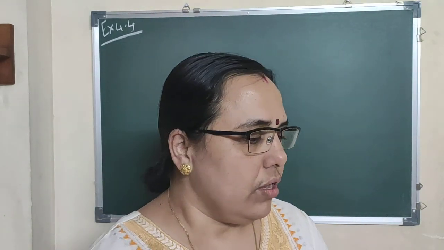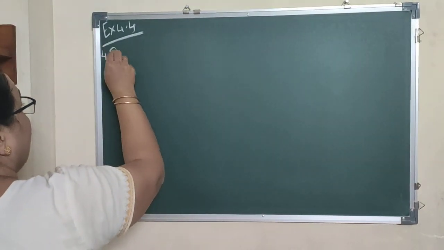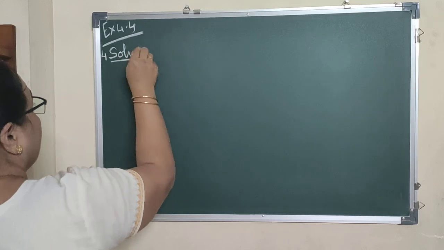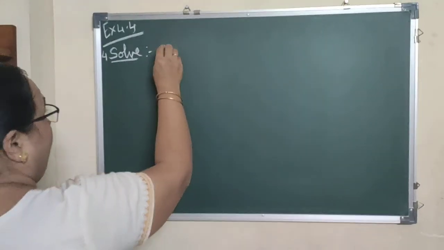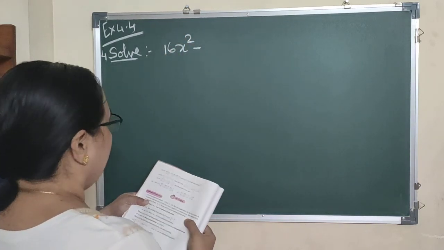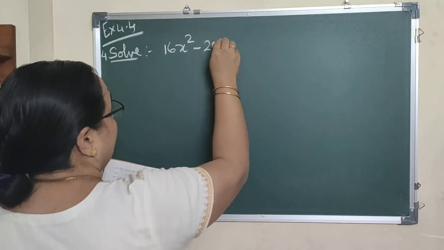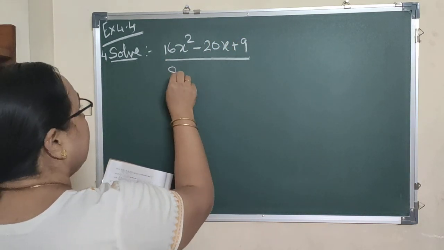So we continue with exercise 4.4, fourth sum, solve. To start with, let us do the first one. I am sure once I do the first one, the second one will be an easier one for you and you can do it on your own.